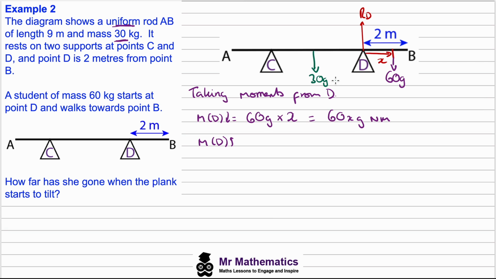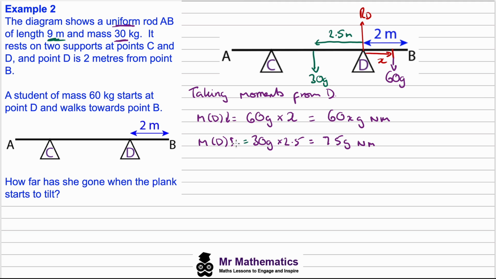the center of the rod, and the rod is length 9 meters, so this will be 4.5 from here to B. We know this length is 2, so this will be 2.5 meters. So we'll have the force of 30g multiplied by the distance of 2.5, which will give us a moment of 75g newton meters, acting in the anti-clockwise sense.